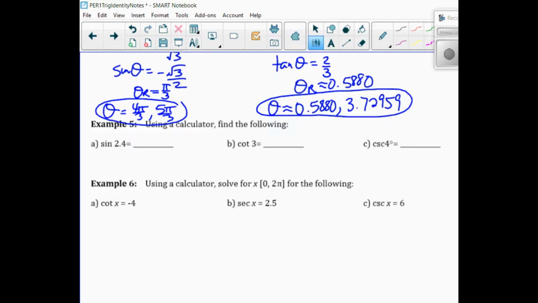we are going to go over some of these things here. So if it says sine of 2.4, 2.4 is in radians, so make sure your mode is in radians and go sine of 2.4, and we get 0.6754. So try that and see if you can get that. I'm going to give you a second to play around with cotangent of 3. So try that. You can pause the video.